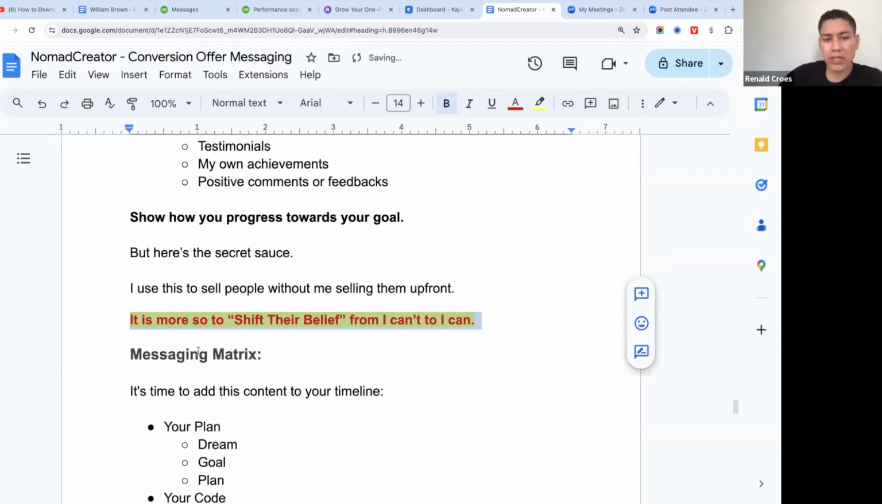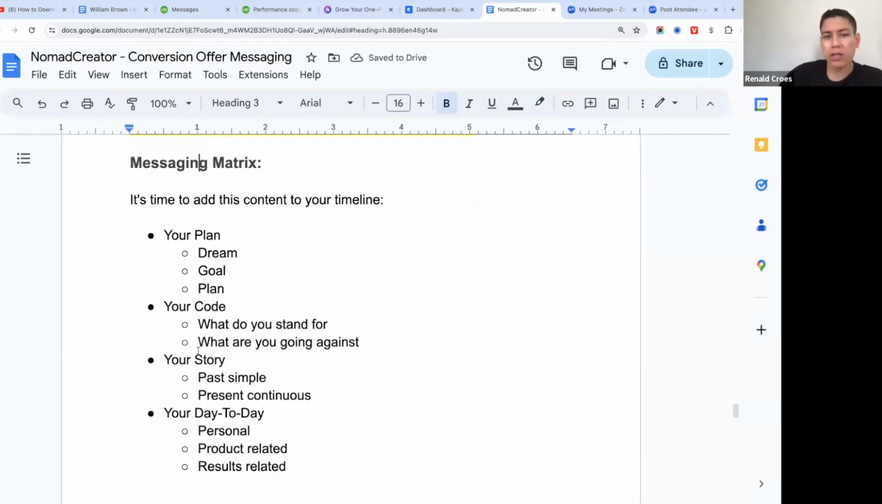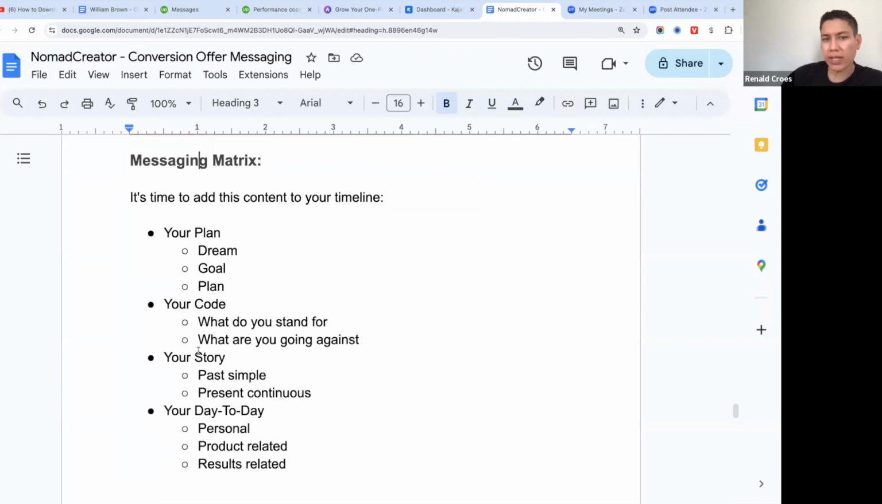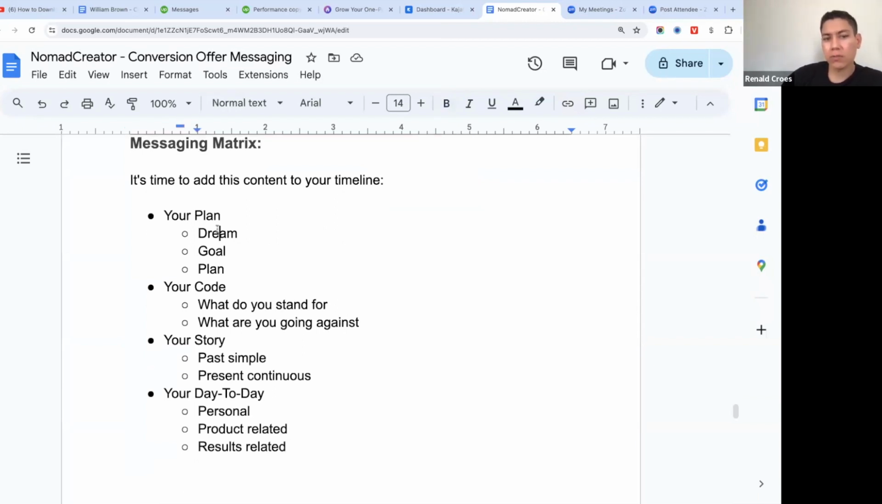Now, the messaging matrix, okay, so you understand what you want to create content and storyline from, is the dream outcome, the goals, the plan, your conduct, okay, what you stand for, and what you go against. So if you're thinking, what email should I create? Here's an outline. If you're thinking, what content can I produce for my stories on my social media? Here's an outline. If you're thinking, what content can you write about? Here's an outline. What videos can you create on social media or on YouTube? Here's an outline. So you can dedicate a video completely to these.